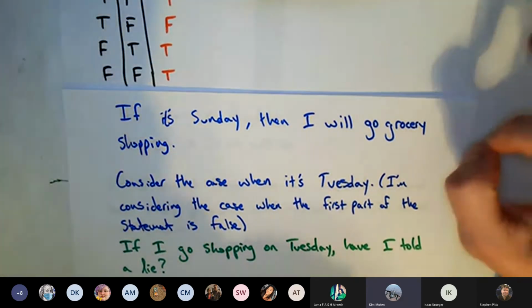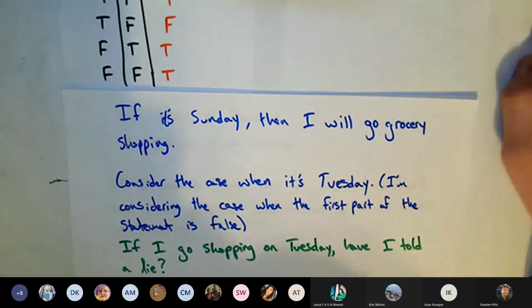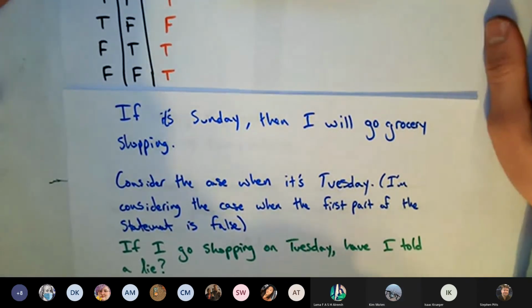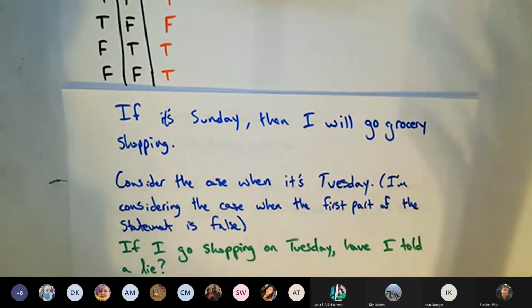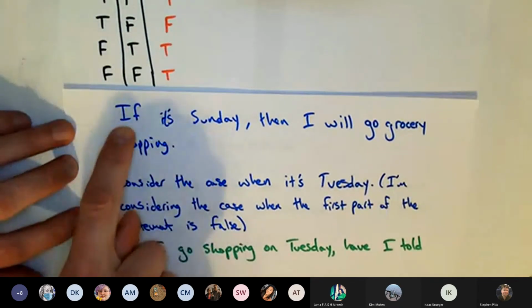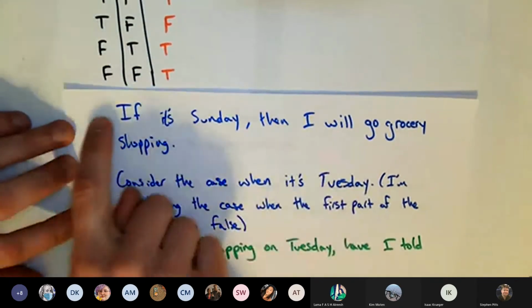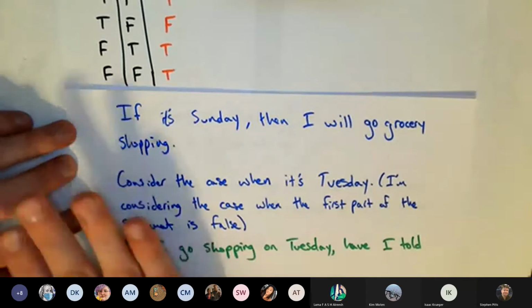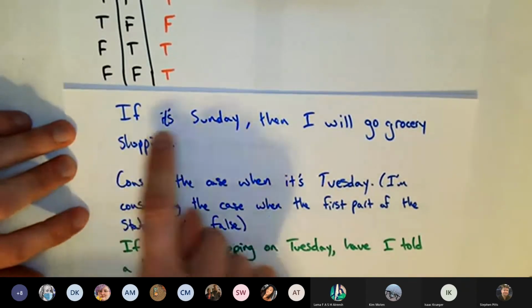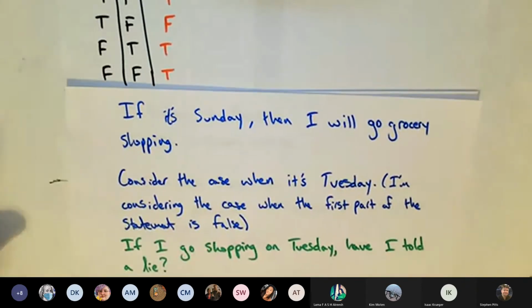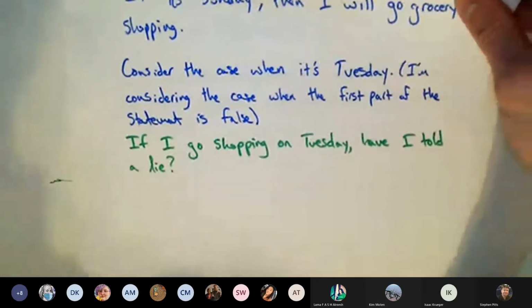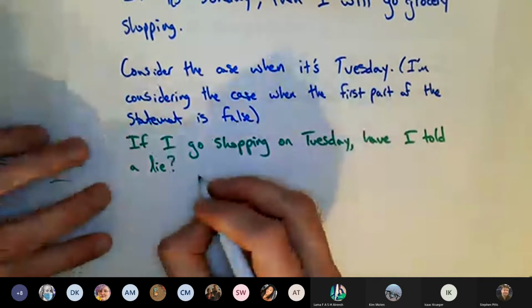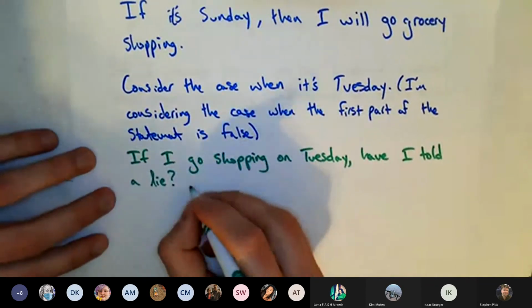It's like a smart aleck little kid saying, "Well, I only said if it's Sunday, right?" And you'd be like, "Oh, you got me." That's the point: it only says if it's Sunday. So this statement has nothing to do with any other day but Sunday. So in answer to this question I wrote in green, if I go shopping on Tuesday, have I told a lie with this statement? No.